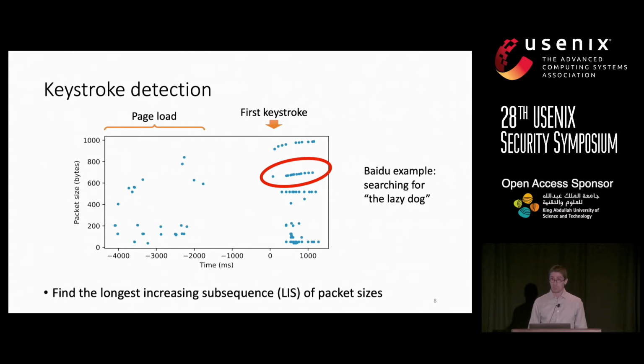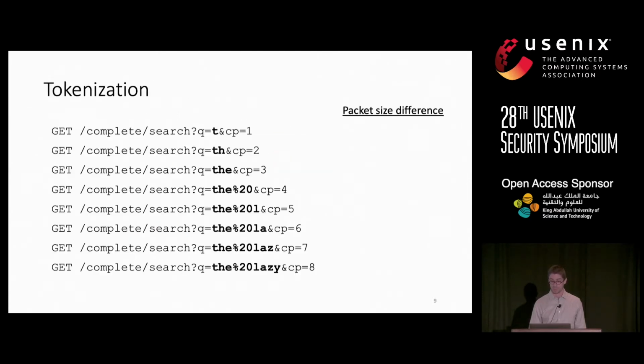And the problem of keystroke detection, in this case, figuring out which of those requests are the autocomplete requests, amounts to just looking for the longest increasing subsequence of packet sizes. And this is a classic problem in computer science that solves pretty efficiently using dynamic programming.